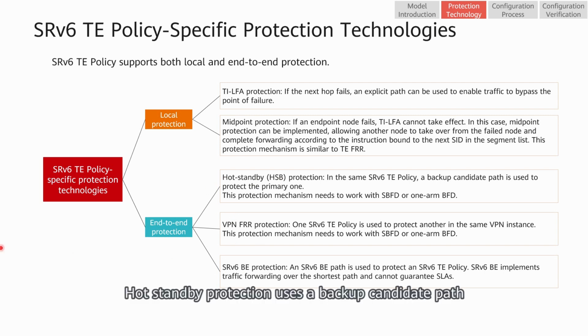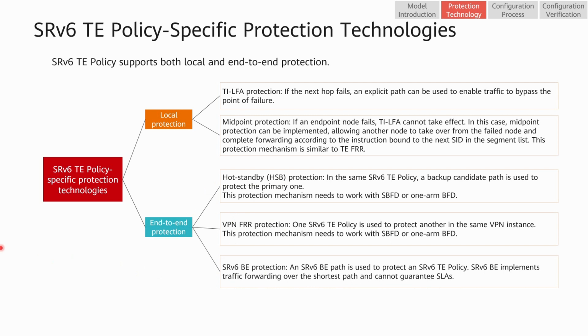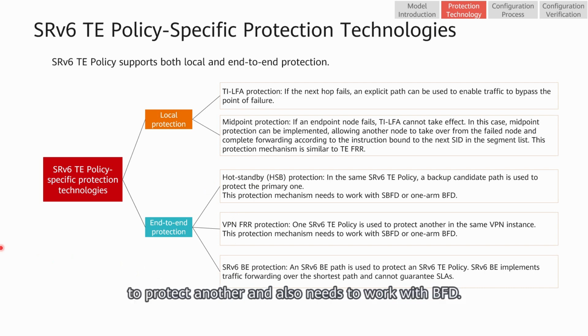Hot standby protection uses a backup candidate path to protect the primary one and needs to work with BFD. VPN FRR protection uses one policy to protect another and also needs to work with BFD. And SRv6 BE enables traffic to be switched to an SRv6 BE path for forwarding if all policies become unavailable. However, SRv6 BE forwards traffic over the shortest path, which cannot guarantee the SLA of services.